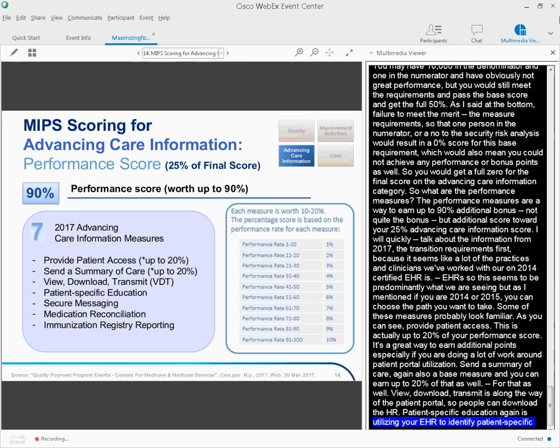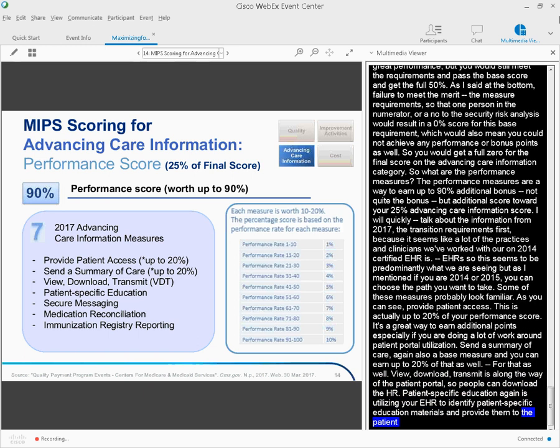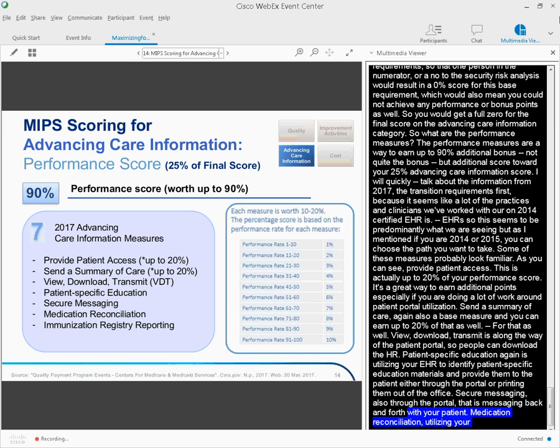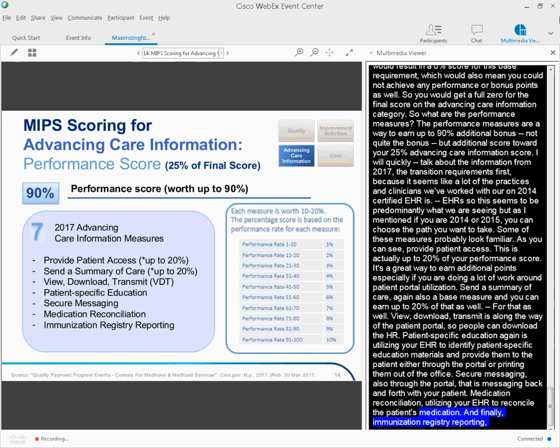Secure messaging, also through the portal. That's messaging back and forth with your patient. Medication reconciliation, utilizing your EHR to reconcile the patient's medication. And finally, immunization registry reporting. This is another attestation only, so either you are actively participating with an immunization registry where you would say yes, or you are not participating where you say no.